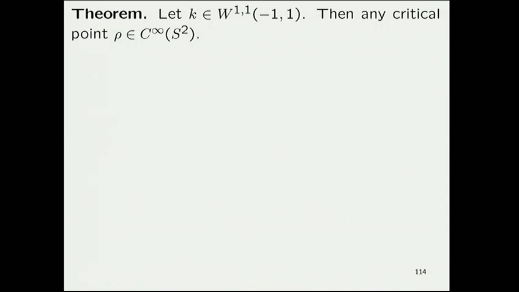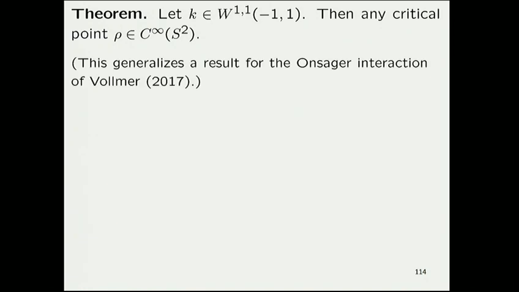So this is an interesting remark. Suppose k is in W^{1,1} of minus 1, 1. Okay, so you take the continuous representative of that. Then, in fact, any critical point is C infinity on the sphere. This is a generalized result of my former student, Michaela Vollmer, for the Onsager interaction. So remember, the Onsager interaction is square root of 1 minus t squared, so it's singular at t equal to plus or minus 1, but it is in W^{1,1}.